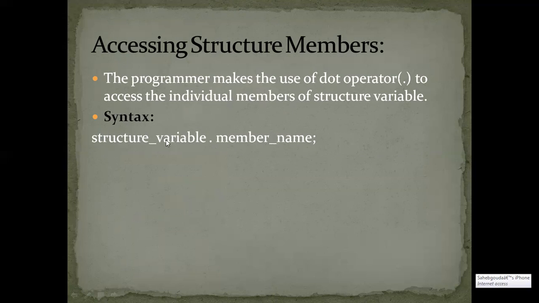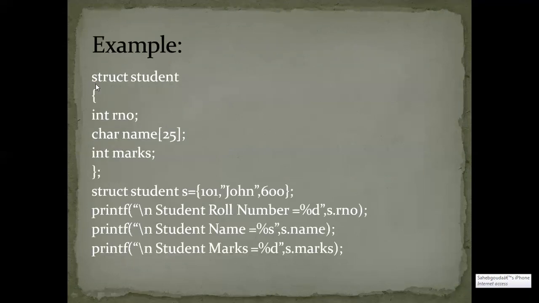S is nothing but the structure variable. After the dot comes roll number, which is nothing but the member name. Understood? This is a simple example for the dot operator. How can we use it again? We have taken the student information, which contains the members roll number, name, and marks. Struct student s. I have entered the information: roll number 101, student name is John, and the marks John has obtained is 600.